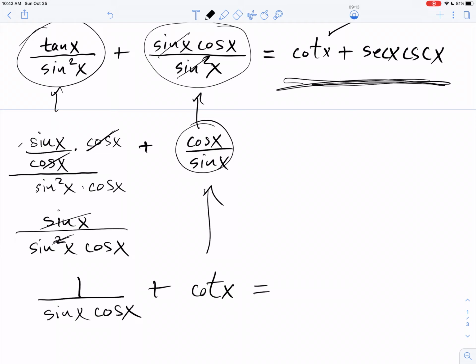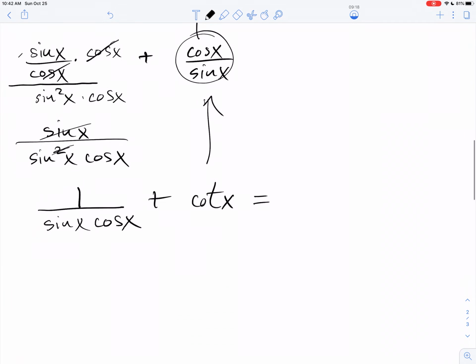This is my last step. I am going to be done at this point because I know that I could take this little fraction right here and say, you know what, you're the same thing as 1 over sine x times 1 over cosine x. Well, that's just cosecant times secant.